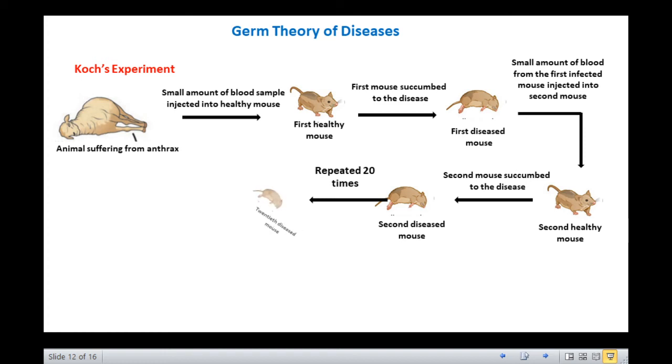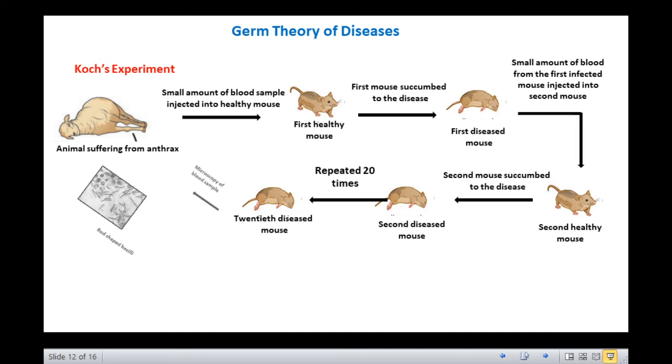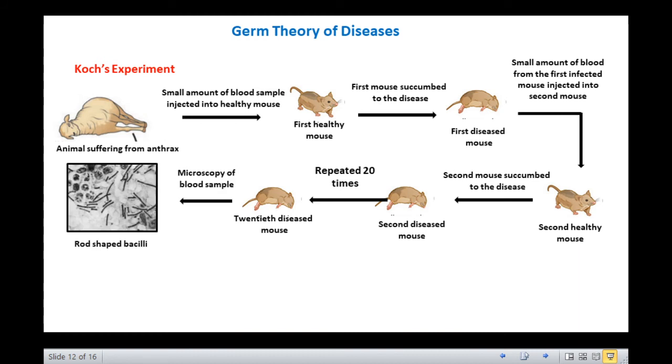The 20th mouse died as fast as the first, and in each case, Koch could demonstrate the rod-shaped bacteria by microscopy. This is one of the first original photographs of anthrax bacilli published by Koch. Note the shape of the bacteria. What are they called? Yes, they are called bacilli.